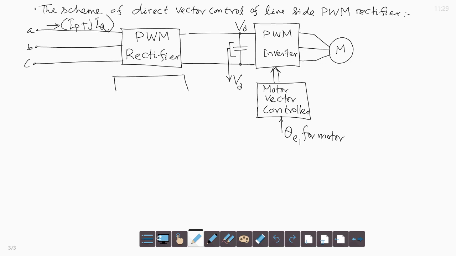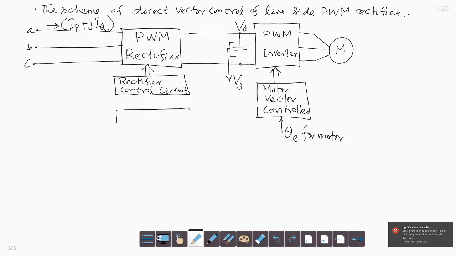So from a sensor we take DC link voltage feedback for control purpose. So here we have inverter, here we have the rectifier control circuit, which gives the PWM pulses for the PWM rectifier, and PWM rectifier gets the signals from a vector rotator and 2-phase to 3-phase conversion.